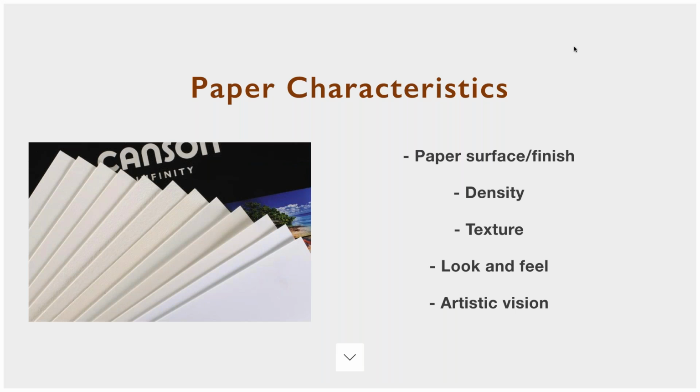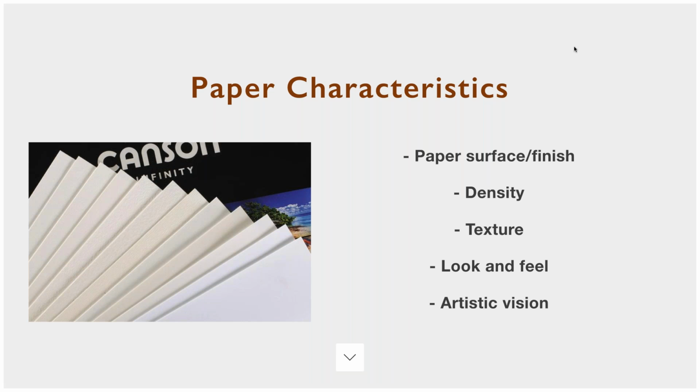So let's talk about paper characteristics. I'm going to break these down into the general categories that make the greatest visual difference in a print. So we have paper surface and the finish. We have density, or Dmax, how much black a paper can hold. Texture, we have the look and feel of a paper. And then, again, your artistic vision, how all these characteristics combine to convey a vision or a style.